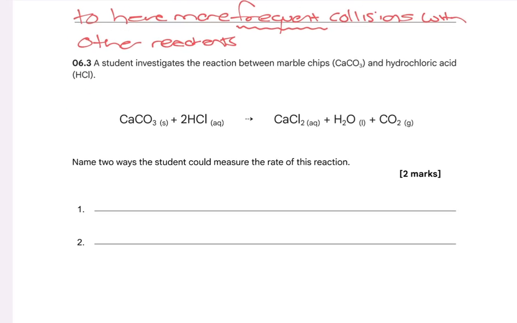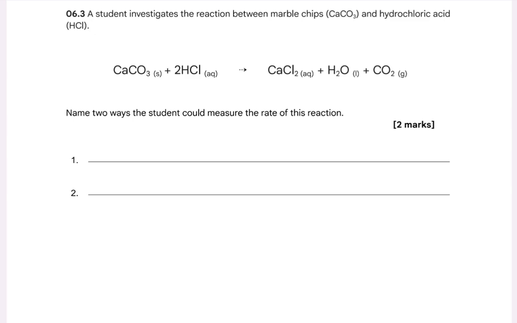So in here, next question, we're looking at marble chips. Quite often this is a standard practical that most people will do during GCSE. This is taking calcium carbonate and reacting with HCl, hydrochloric acid, and there's a number of ways we can measure this rate of reaction. Now, one method is to observe the production of the carbon dioxide gas, and so we would measure volume of gas being produced versus time.